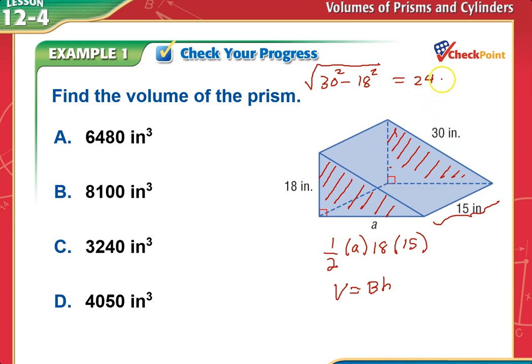And since that is my A, we could substitute the 24 in right here for the A. So we're going to take 1/2, multiply by 24, multiply by 18, and then multiply by 15. And I get 3,240 cubic inches. So our answer should be C.